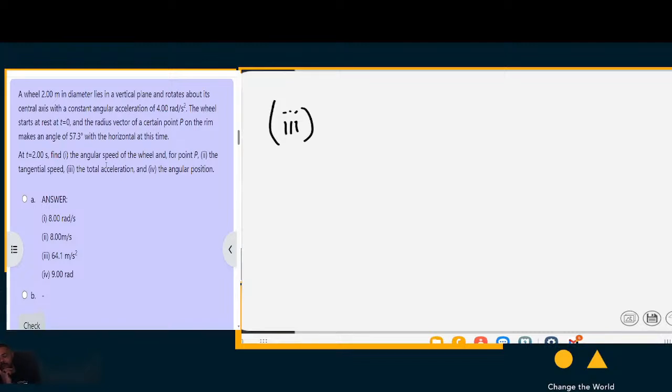The total acceleration will be equal to the square root, of course, since it's a vector sum, of the radial acceleration squared plus the tangential acceleration, a_t, squared. That is the total acceleration. Now, how do we get a_r and how do we get a_t?